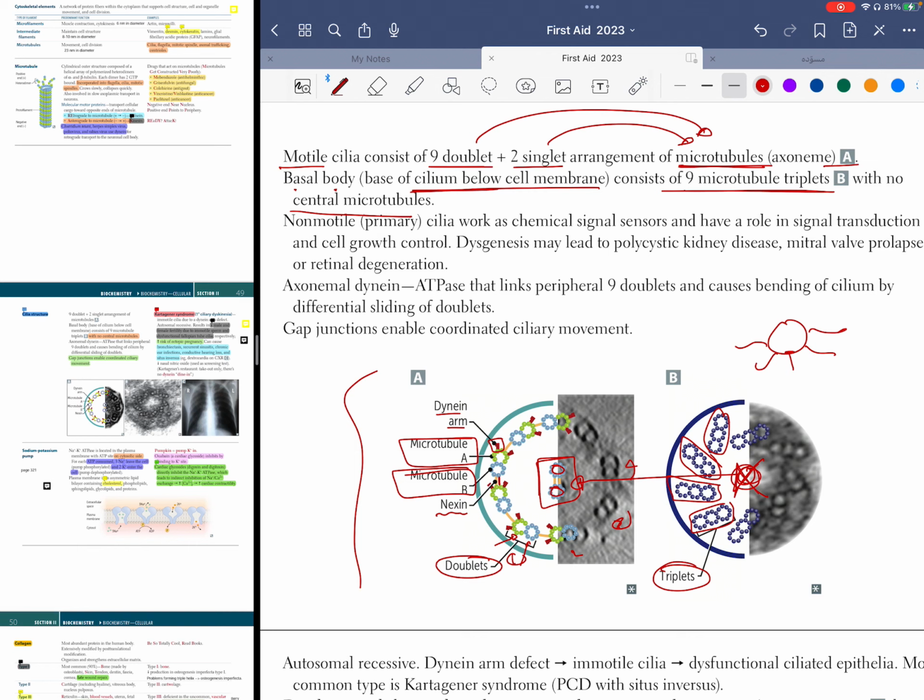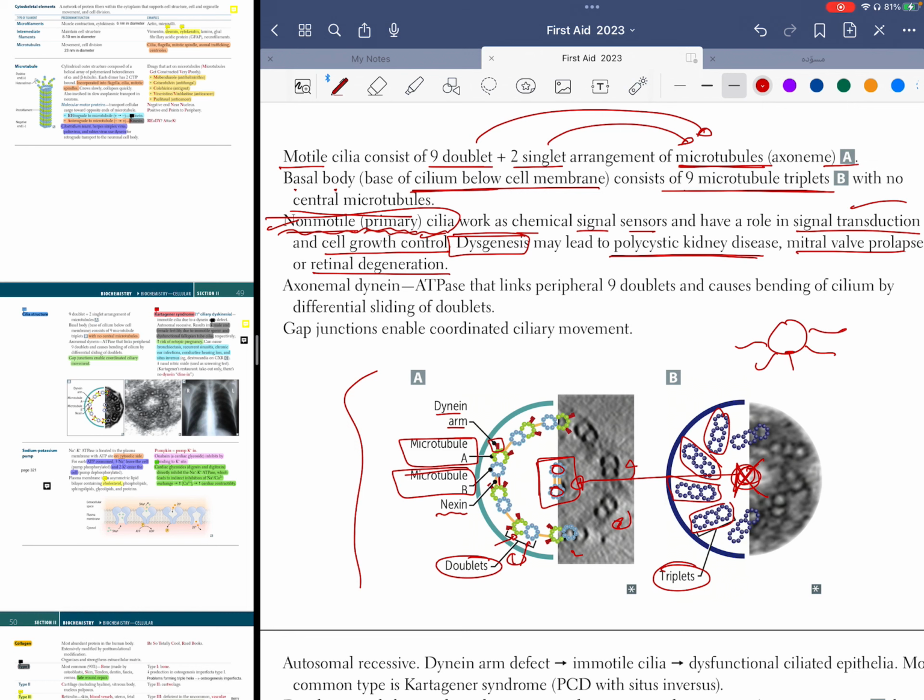Non-motile primary cilia work as chemical signal sensors. They're called primary, they don't move, but they do have a function: they work as chemical signal sensors and have a role in signal transduction and cell growth control. Dysgenesis may lead to polycystic kidney disease. So if we have dysgenesis of the non-motile primary cilia, we may develop polycystic kidney disease, mitral valve prolapse, or retinal degeneration. That's for the primary or non-motile cilia.